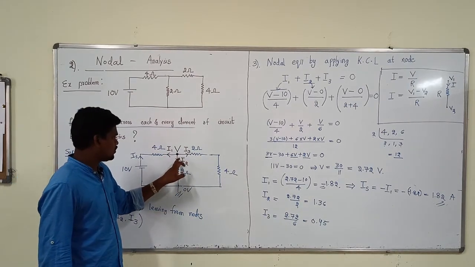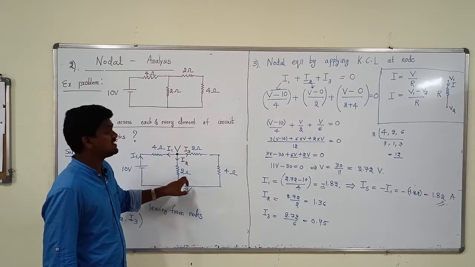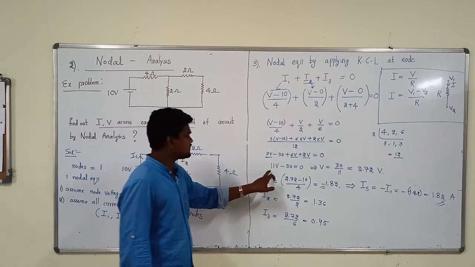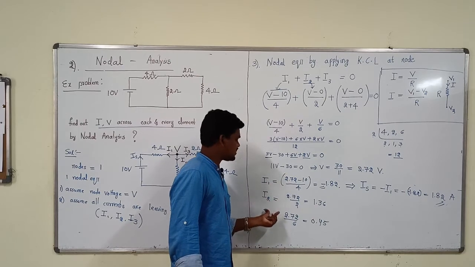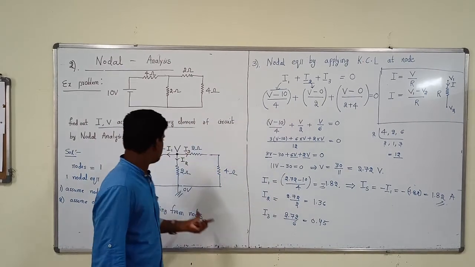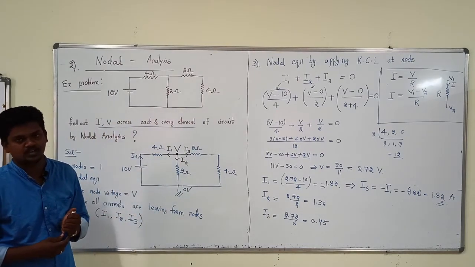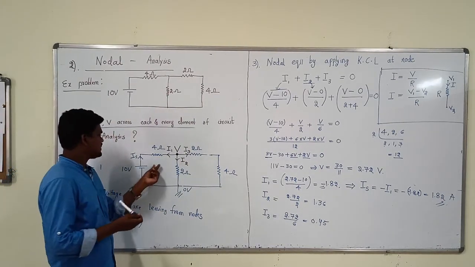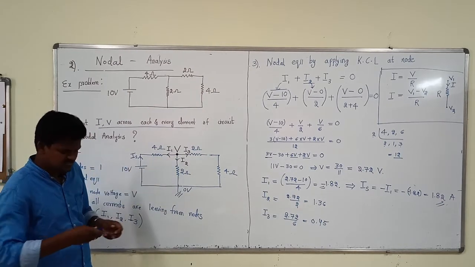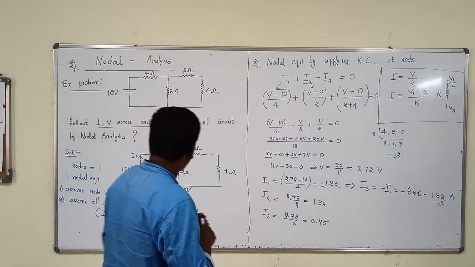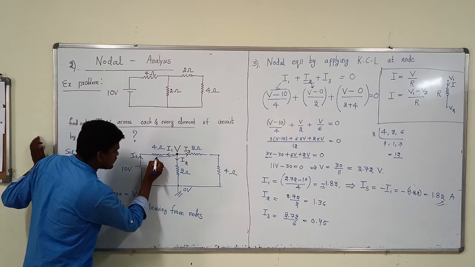Next, for 2 plus 4, both together are 6. So V minus 0 by 6. By solving this, we will directly get the voltage value. From that voltage value, we can find out each and every current of the element. Understand? So generally in nodal analysis, if you observe here, I will explain what it means. V, 2.72, means here just take this voltage value.